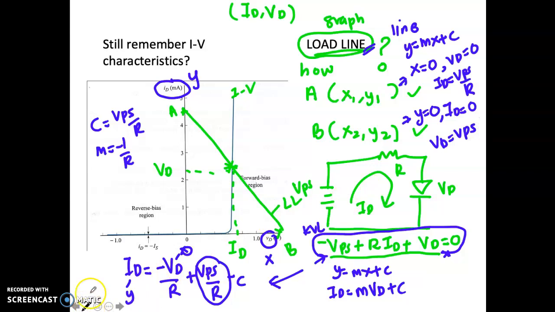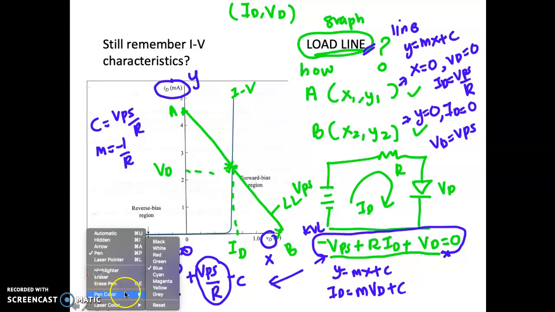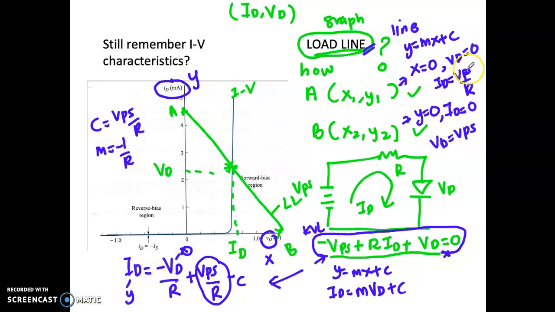So you can denote that at your A point, this point here is actually VPS over R, and at your B point here is actually VPS. So when you have these two coordinates, A and B, you can draw this line. This line is what we call the load line.